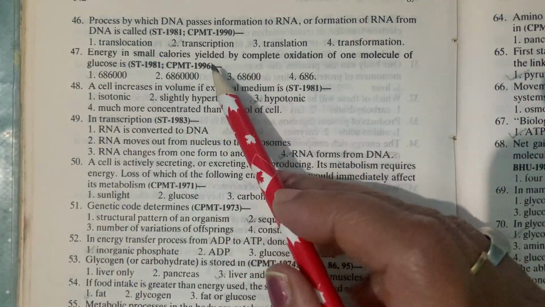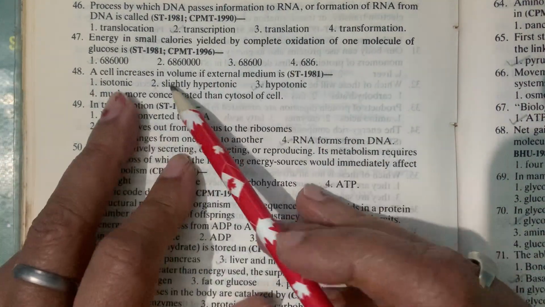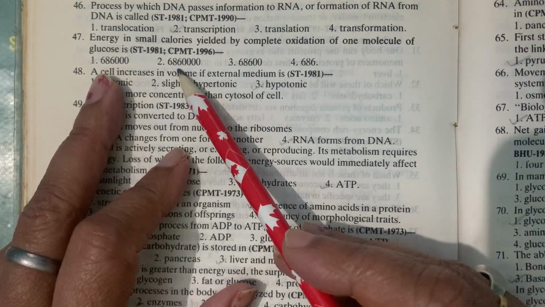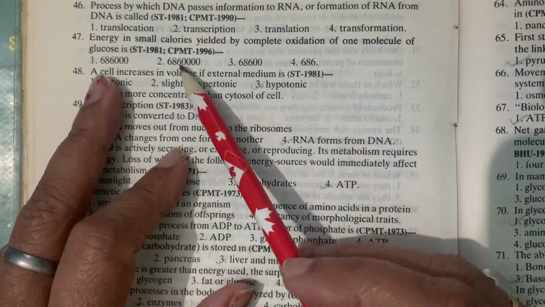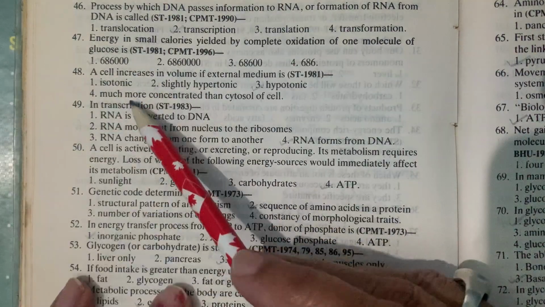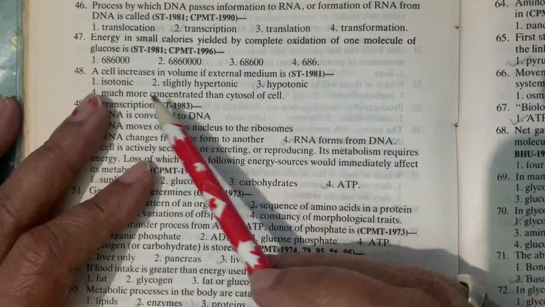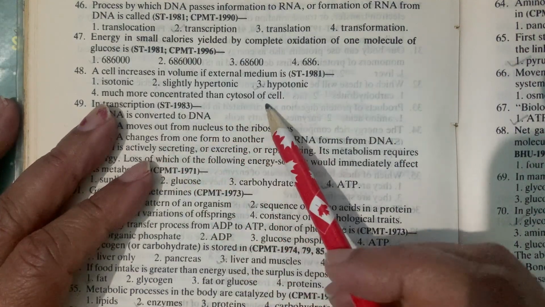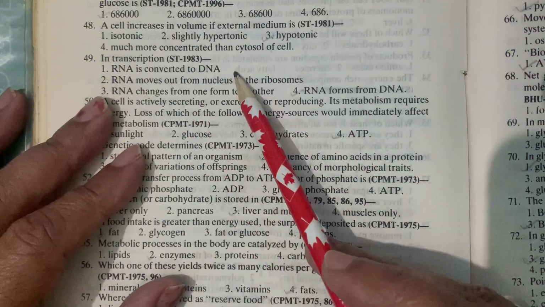It is transcription. Energy in kilocalories yielded by complete oxidation of one molecule of glucose is 686, 30, 40, 686. The oxidation of one molecule goes at 686 kilocalories. This first option is correct. A cell increases in volume if external medium is isotonic, slightly hypotonic, much more concentrated than the cytosol. It is hypotonic.